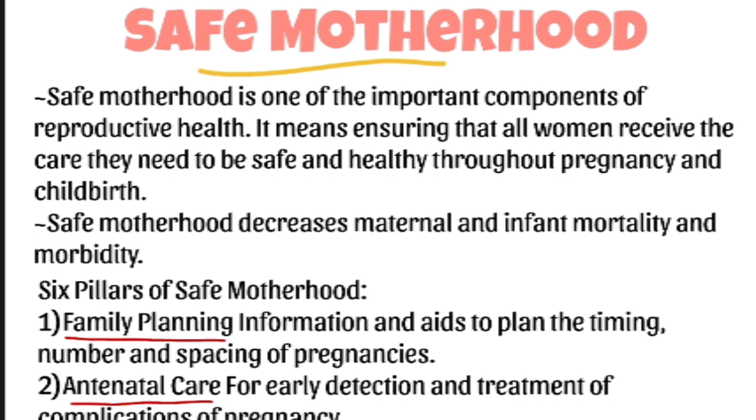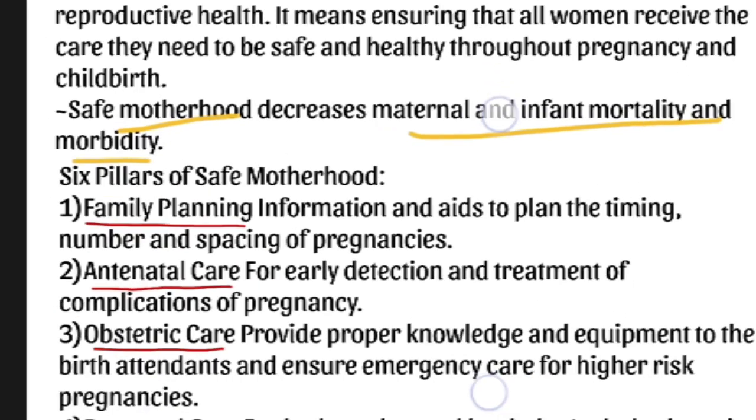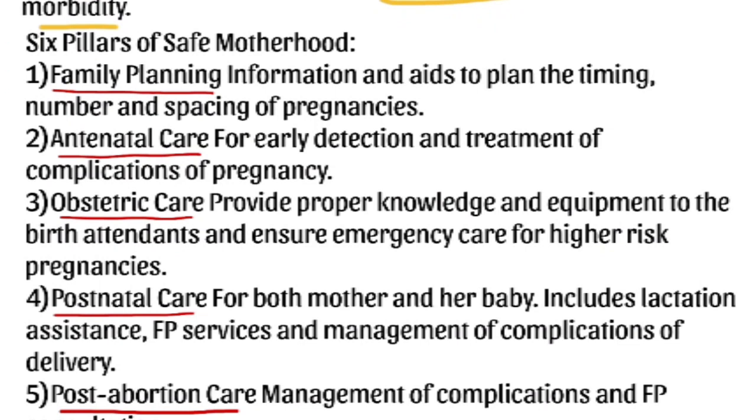If we keep the mother and baby healthy, automatically the death rate and the disease rate of the mother and baby will be reduced. So there are 6 pillars to keep the mother safe. First is family planning. Family planning is not just stopping the baby. In family planning we can get more information about how a healthy pregnancy can be followed, like planning the timing and spacing. Spacing means how many years or months there should be a gap between one child and another. Normally a 2 years gap between one child and the next is a healthy spacing.